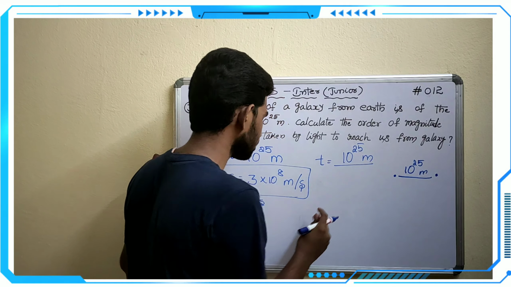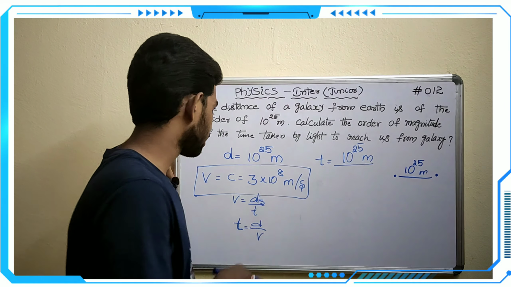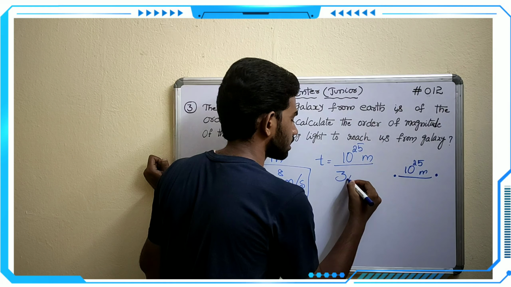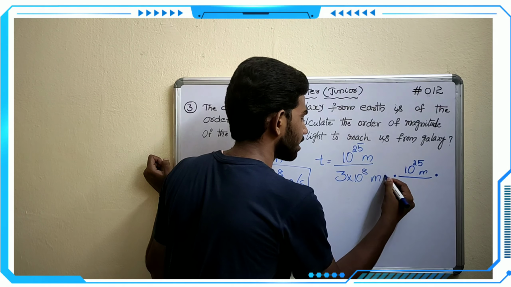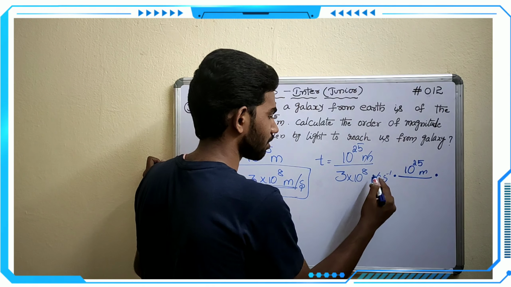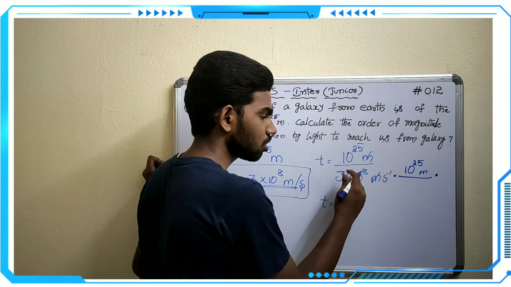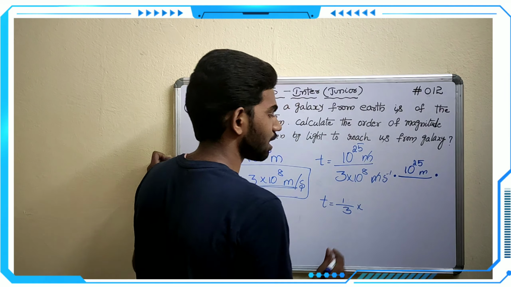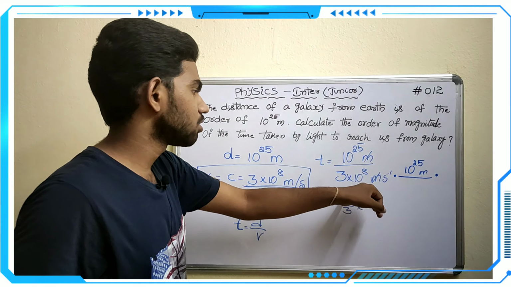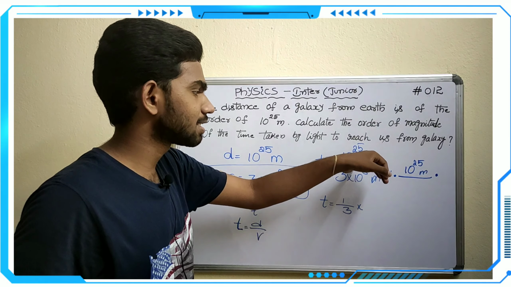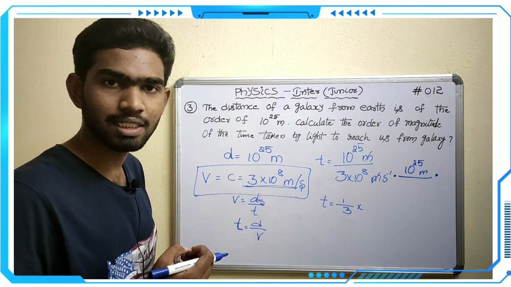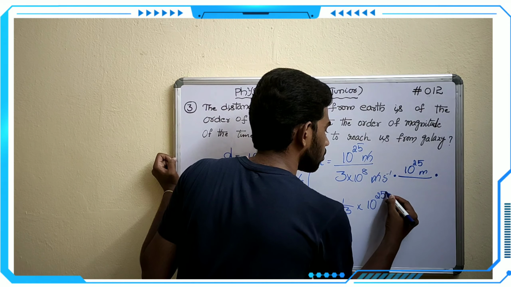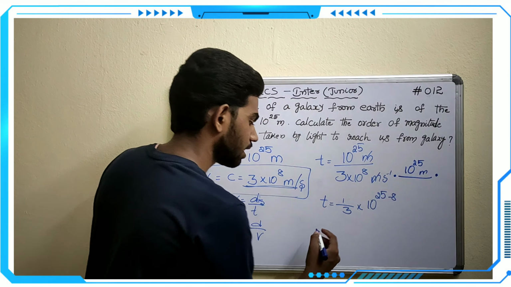Very simple, friends. And here velocity, that means speed of light, is a very important value: 3 into 10 to the power of 8 meter per second, or meter second inverse. So here meter and meter will be cancelled. T equals 1 by 3, since 3 is in the denominator, so we can separate it. It is 1 by 3, and from the exponents, 10 to the power of 25 by 10 power 8. As a power m by a power n equals a power m minus n if m is greater than n, so 10 to the power of 25 minus 8.